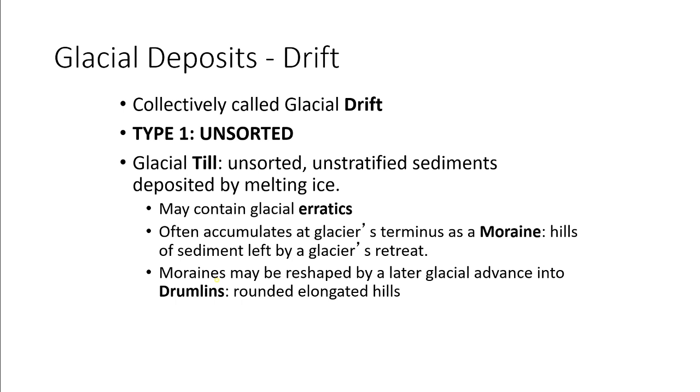If it's a rock that's sitting in the wrong place, has no bearing, no relationship to any of the rocks around it, we call it an erratic. So these are things that often accumulate at the glacier's terminus. At the terminus, we call it a moraine. That's a pile of glacial till that is left as the glacier retreats. So moraines may be reshaped by a later glacier advance into drumlins, which are simply beautiful rounded hillsides of till.